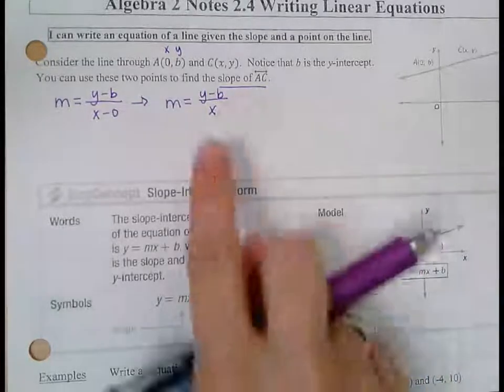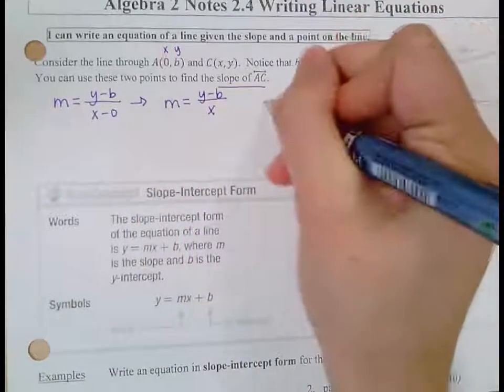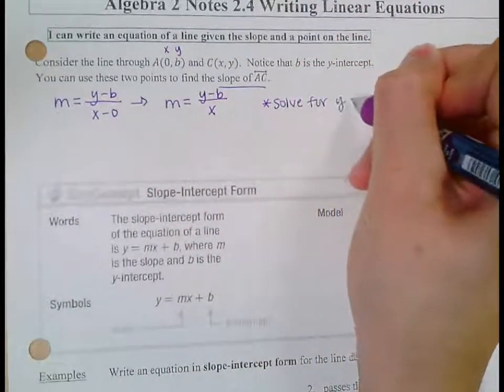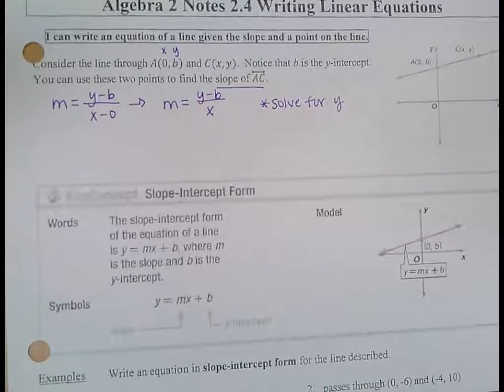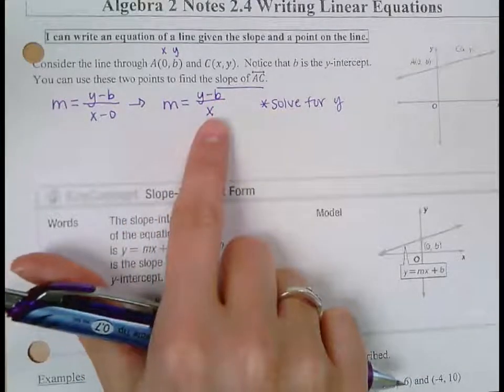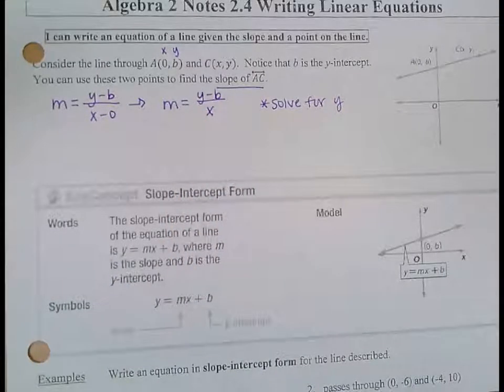And now what I can do is I can solve this equation I have here for y. And I will see that when I rewrite that slope formula in terms of y equals, that it is the slope-intercept form for the equation of that line. That's where it comes from. So if I were to solve this equation for y, what would I have to do first to get the y by itself?